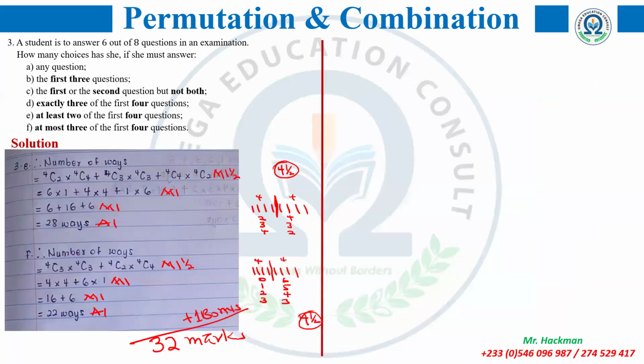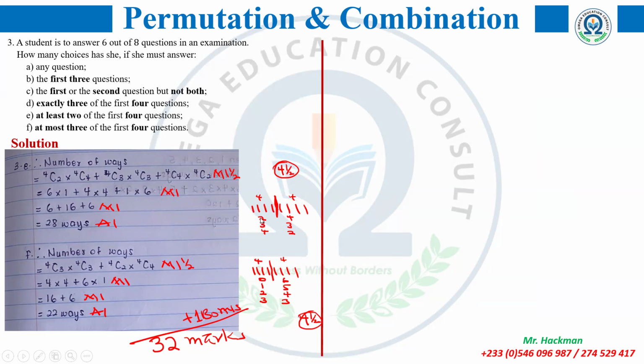Now let's look at E. At least 2 of the first 4 questions. So again, the first 4 questions and the rest, the remaining 4 questions. He said at least 2. Remember, at least means 2 or more. But here, because we are talking about the first 4, the maximum number of questions that we can answer here will be 4. So it will be 2, 3, 4. You can't go beyond. That's how I taught you.